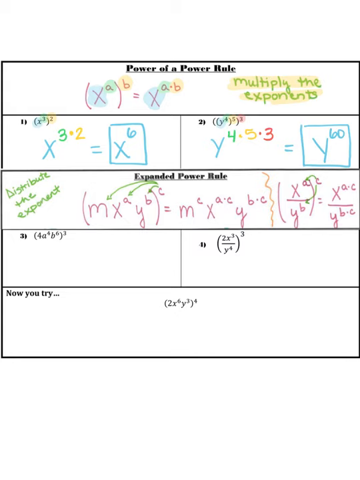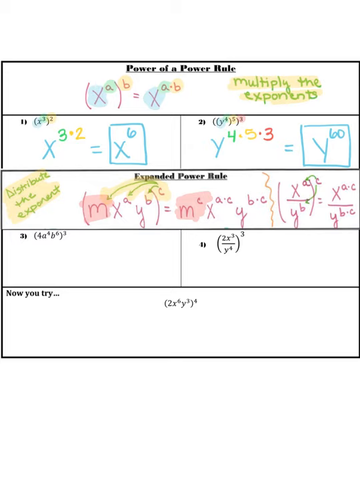Now this power rule can be expanded to different variables inside your parentheses, even a coefficient. So the expanded power rule says you are going to distribute your exponent. So notice the power of c is being distributed to the first part, the m. It's being distributed to the second part, that's our base x with a power of a. And it's going to be distributed to our base y with a power of b. So notice the coefficient of m in our answer has that power of c.